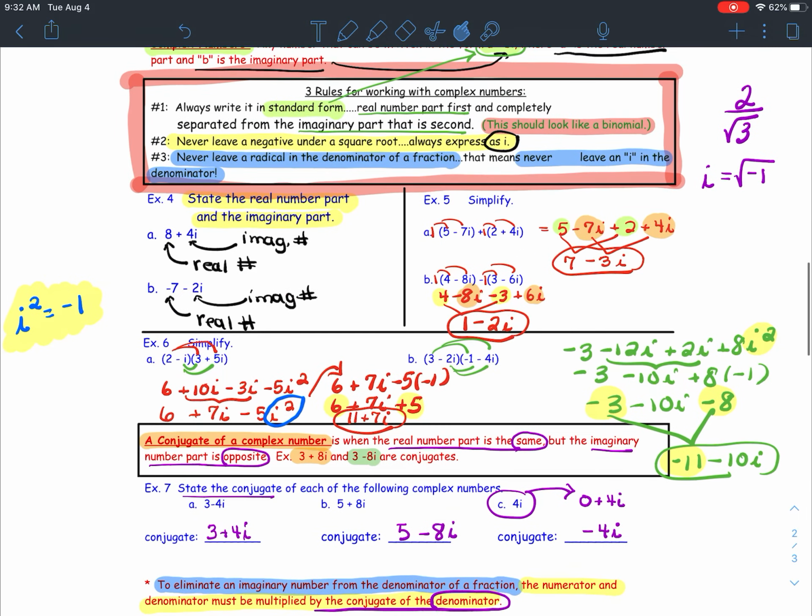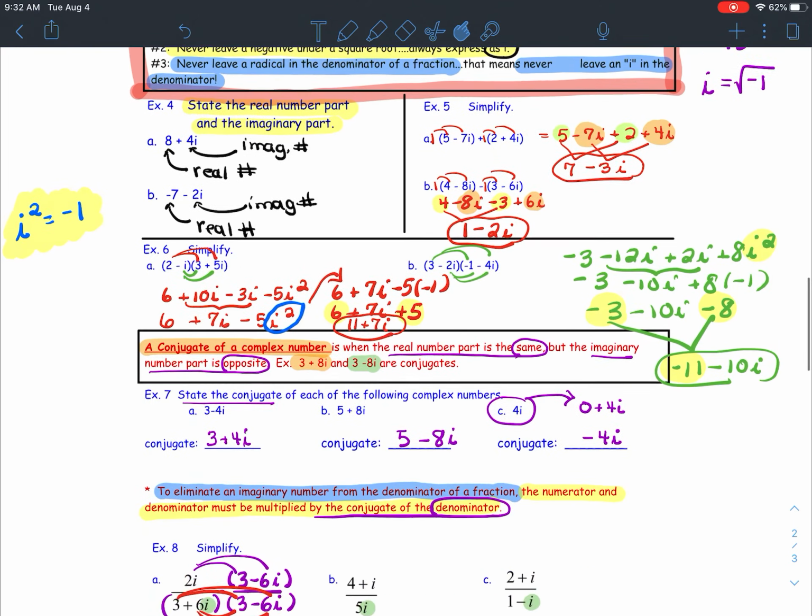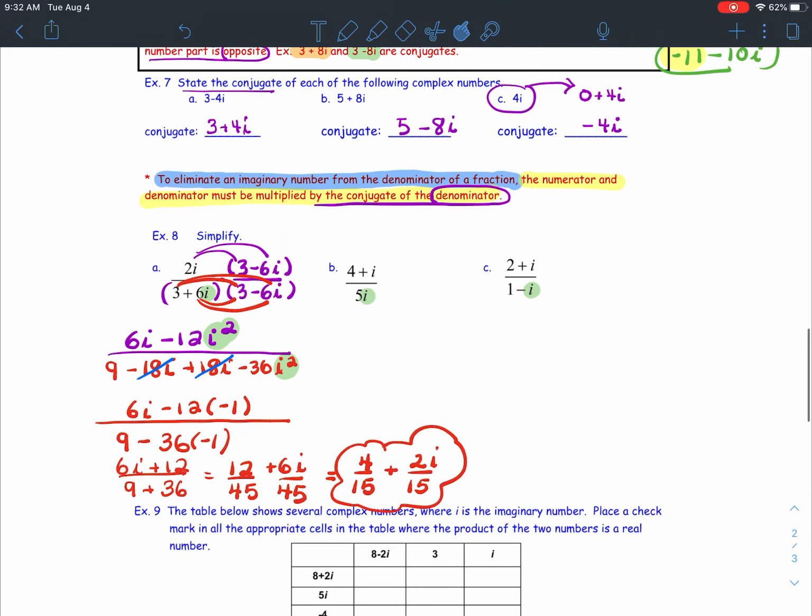This would be considered an answer that abides by all 3 of the rules that are in this box here. We wrote it in standard form. We have the real number part first, and it's completely separated from the imaginary part. We don't have any negatives left underneath square roots. We express those as i's, and we definitely got rid of radicals that were in the denominator. Problems don't get any more difficult than that one. That one was pretty tricky.